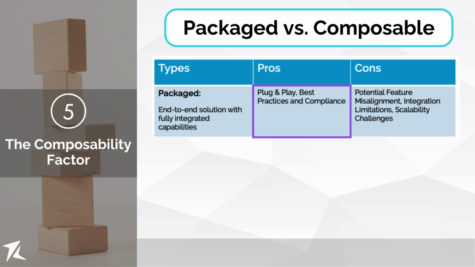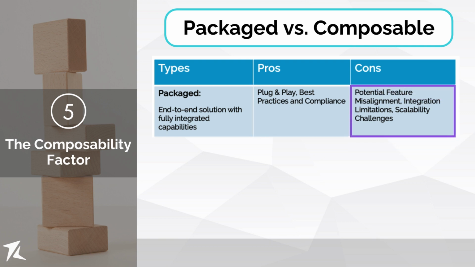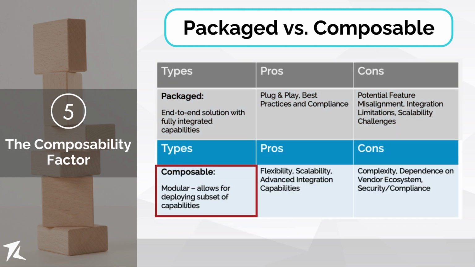The con there is potential feature misalignment, is what I'm calling it. Maybe they're not that great at one thing, right? Maybe there's a tool that does everything, but their identity resolution isn't that strong, or their segmentation activation isn't that strong. So now you're a little bit limited in terms of getting that best of breed. What about composable? Let's talk about that.